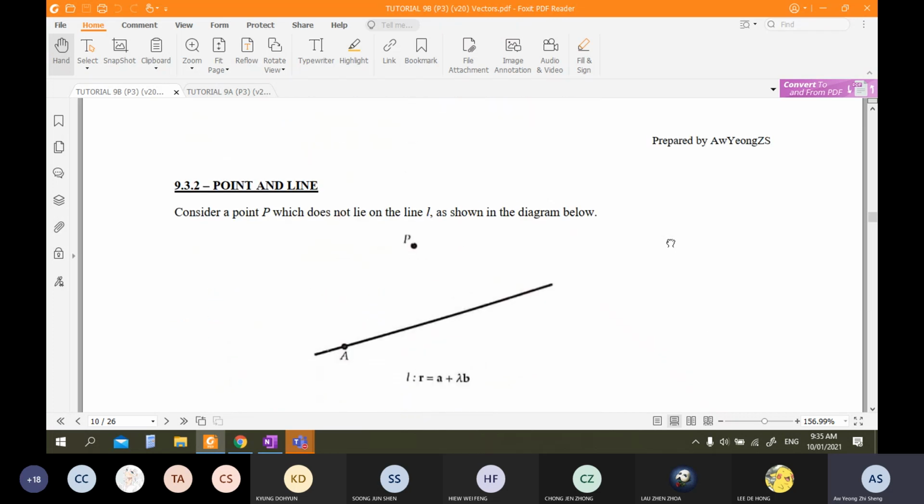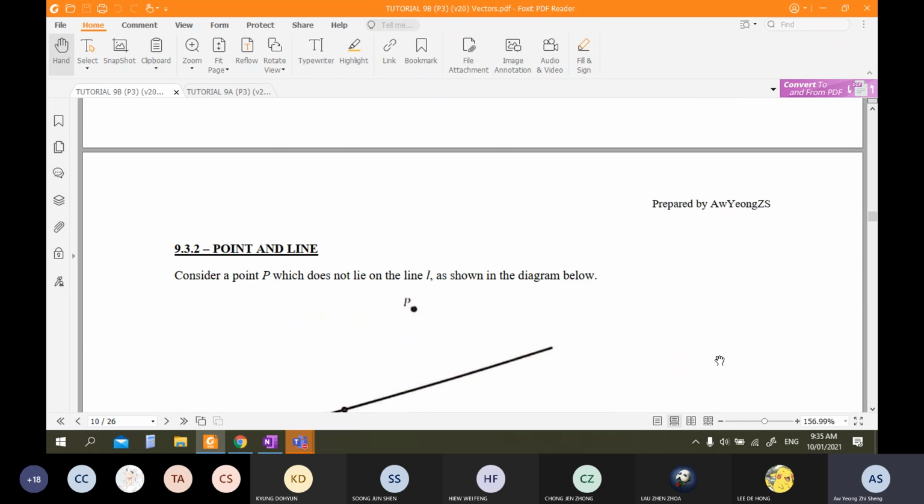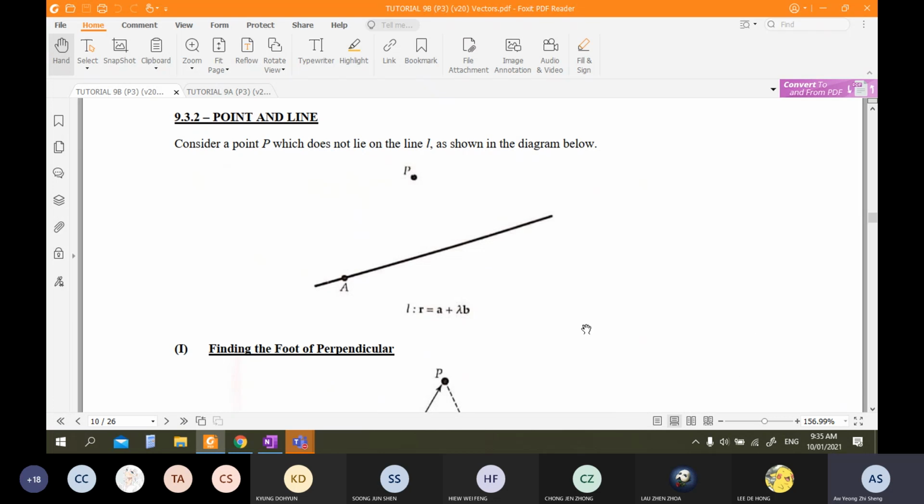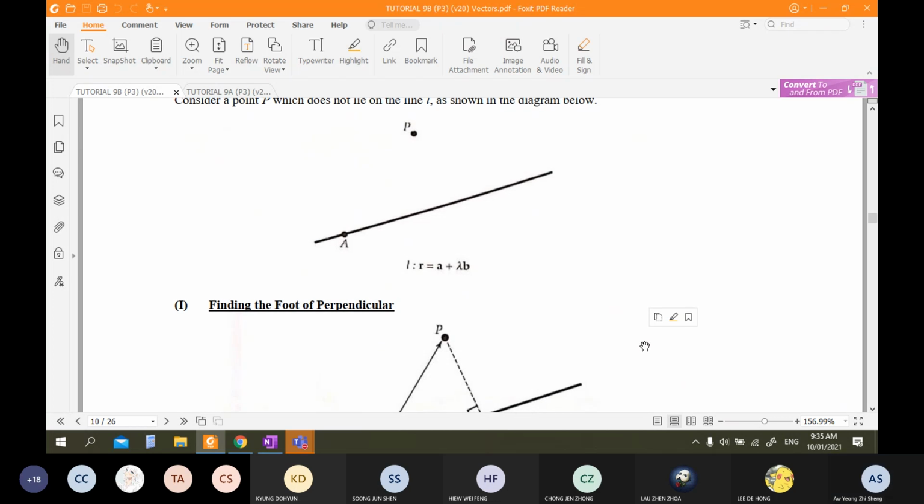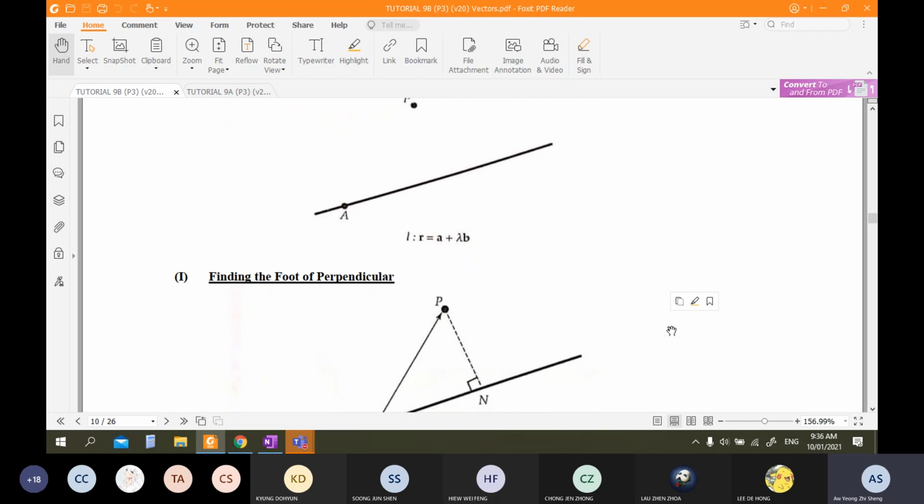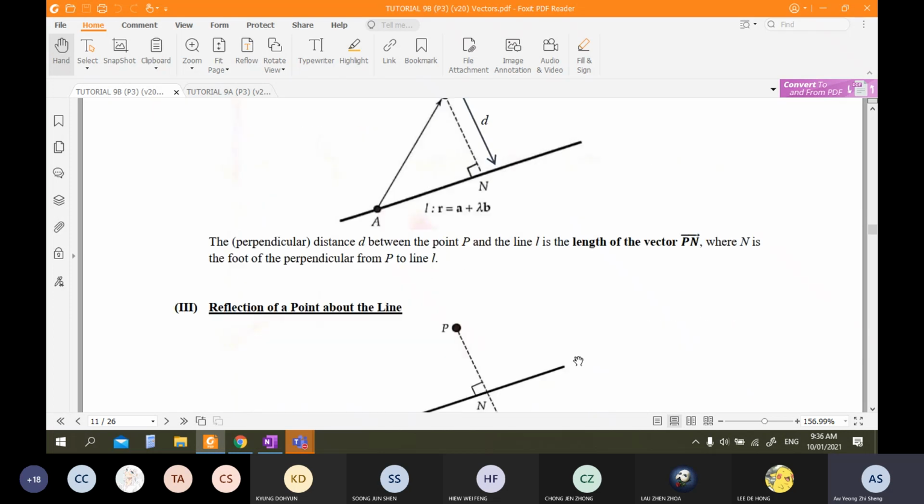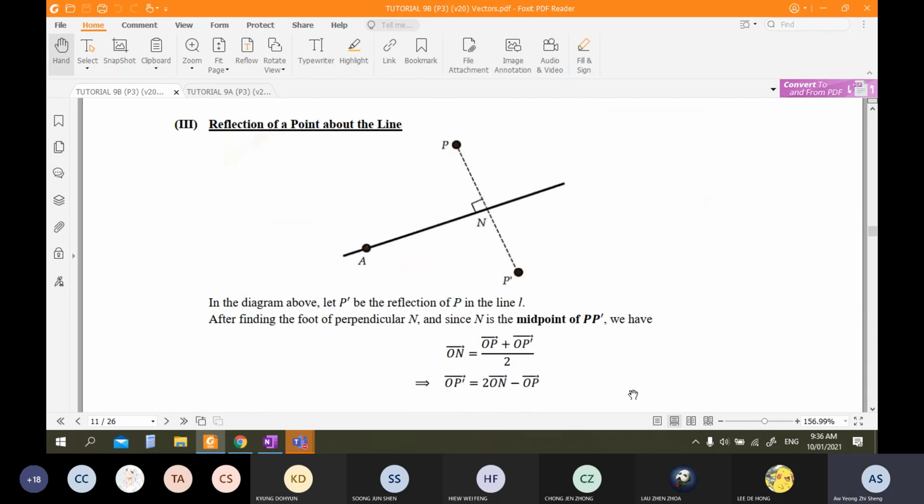So we are already done with 9.3.1, which is the line itself, the line alone. Right now, let's see how a point and a line can interact. If we have an external point that does not lie on the line, as shown in this diagram, there are three things that the question might ask you. First is to find the foot of perpendicular. Second, the distance between the point and the line. Third, reflecting the point about the line. So there are three things that the exam question may ask you when you have a point outside the line.